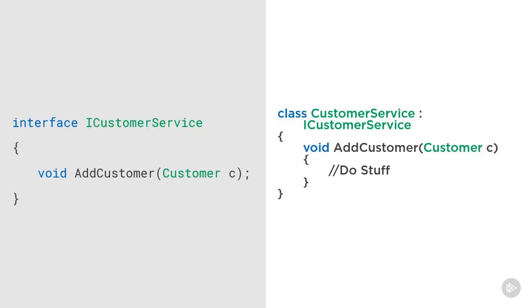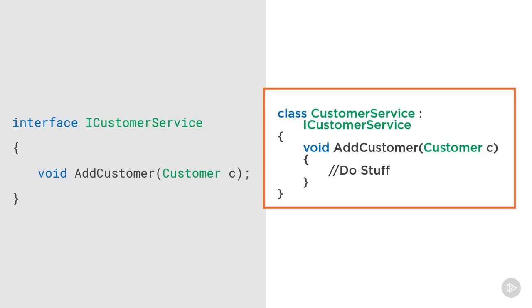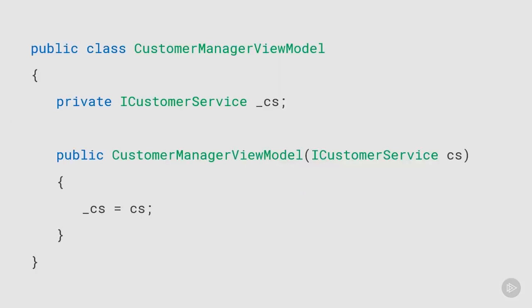Let's work our way through a C# example. Let's say the application needs functionality related to adding customers. We can start by creating an interface for adding a customer. Let's call it the ICustomerService, as you can see on the left. It's an interface because we are not concerned with implementation details as of right now. Then we can implement that interface in a class, as you can see on the right, called CustomerService.